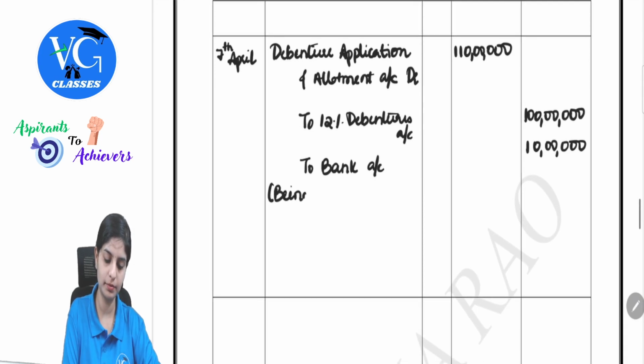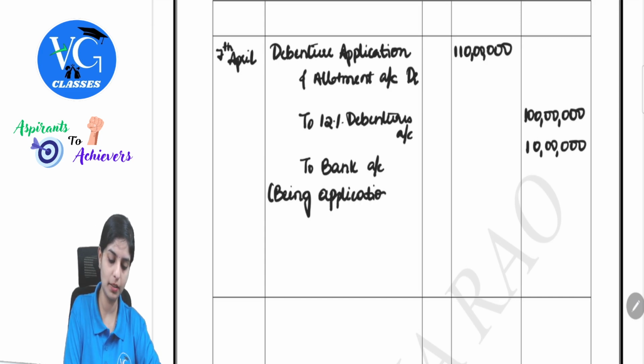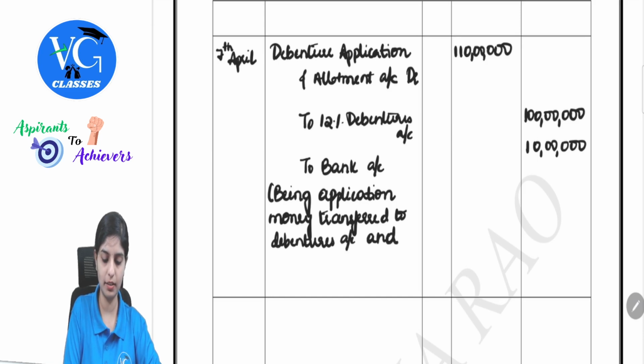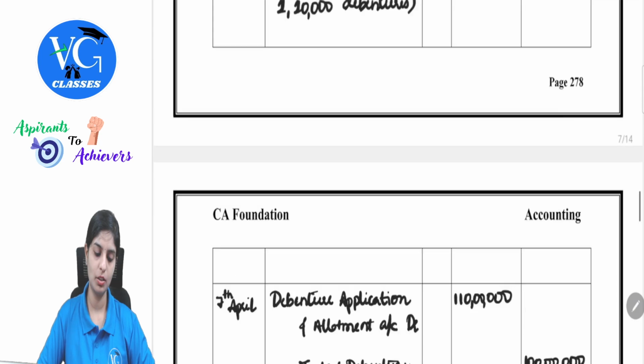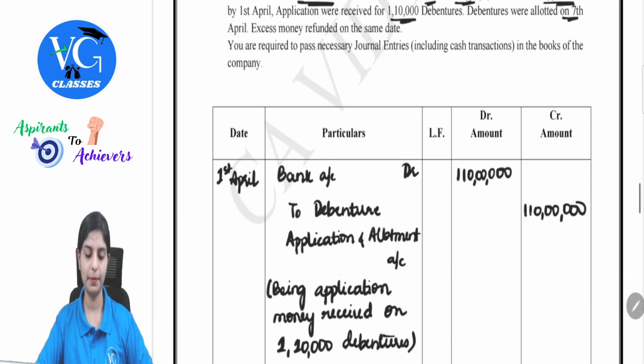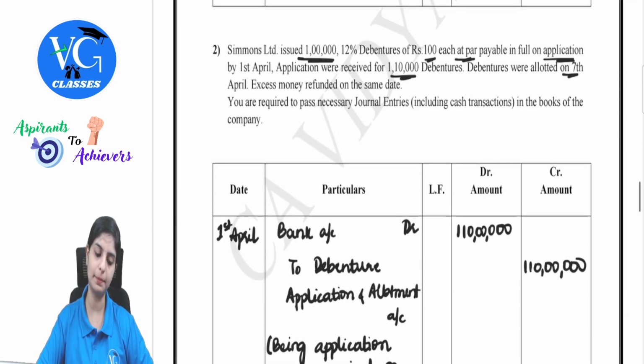Being application money transferred to debentures account and excess money returned. So this too will be the entry. I hope the points are clear.